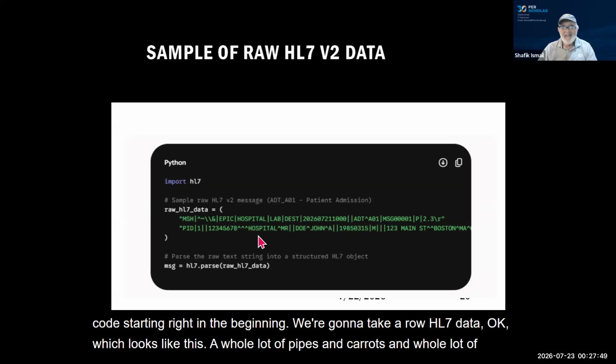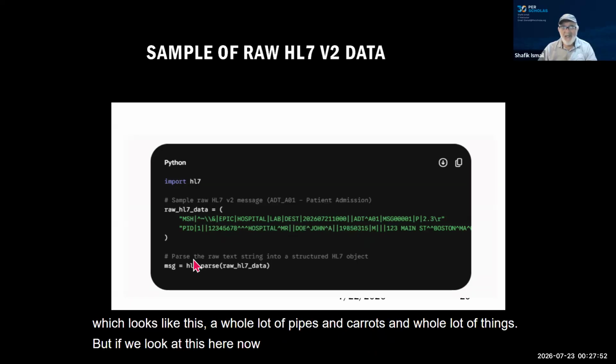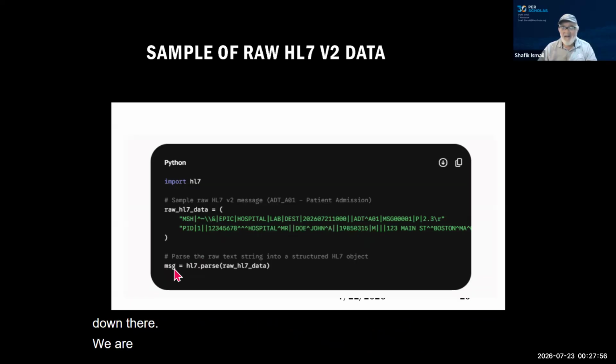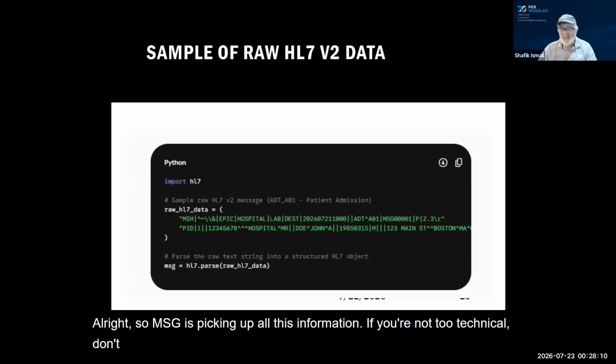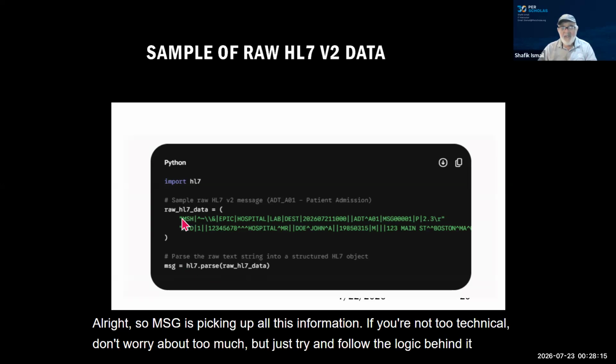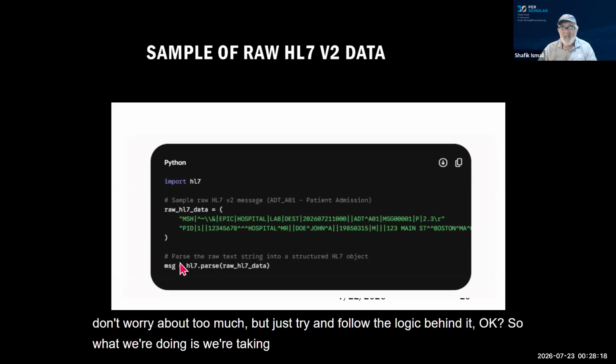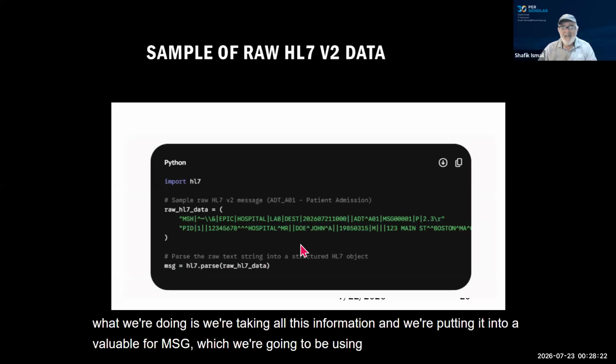Now if we look at our next statement down there, we are populating a variable with this data into msg. So msg is picking up all this information. If you're not too technical, don't worry too much, just try to follow the logic behind it. We're taking all this information and putting it into a variable called msg, which we're going to be using later.